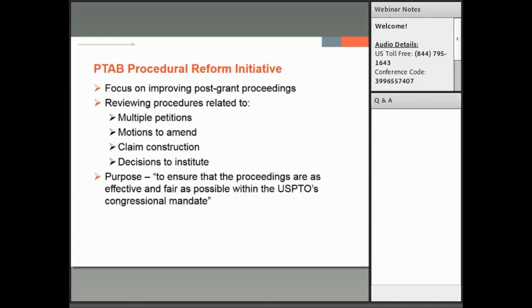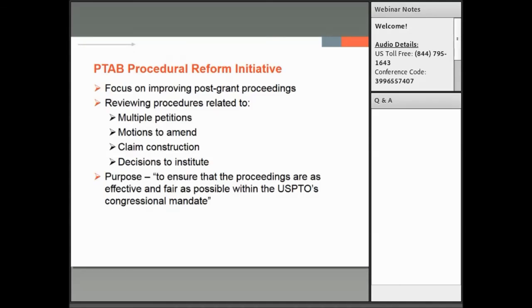As we just saw with the statistics, the Patent Office will soon have 5 years' worth of data to examine from the AIA reviews. And so now is as good a time as any to use that information and experience to improve the proceedings. As an example, you can see listed here in the first sub-bullet point that the PTAB is looking into the issue of multiple petitions.